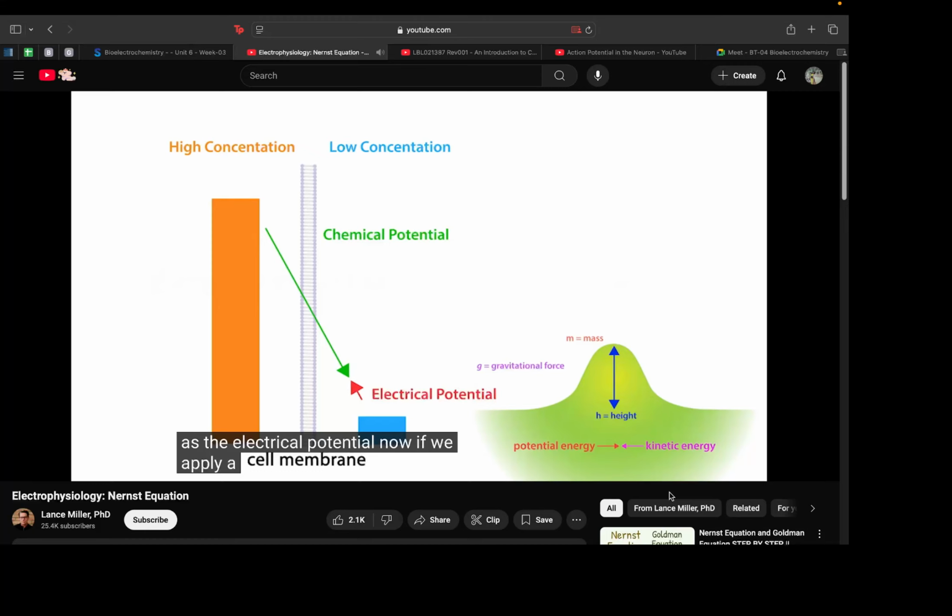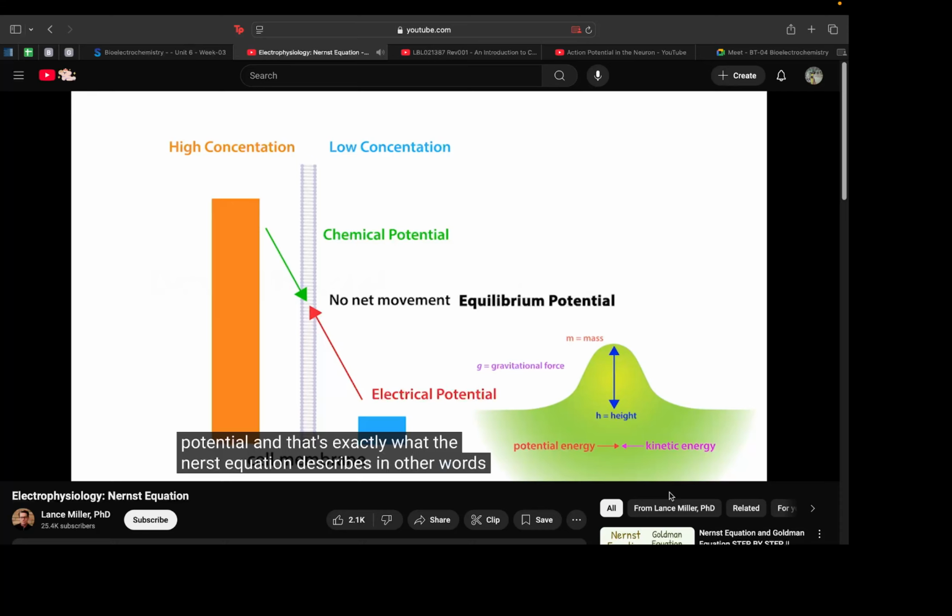If we apply a sufficient electrical potential so there is no net movement of the charged molecule in or out of the cell, we will have reached the equilibrium potential. And that's exactly what the Nernst equation describes. In other words, the electrical potential represents the potential in millivolts where there is no net movement of charged molecules in or out of a cell for a given chemical potential or concentration gradient.